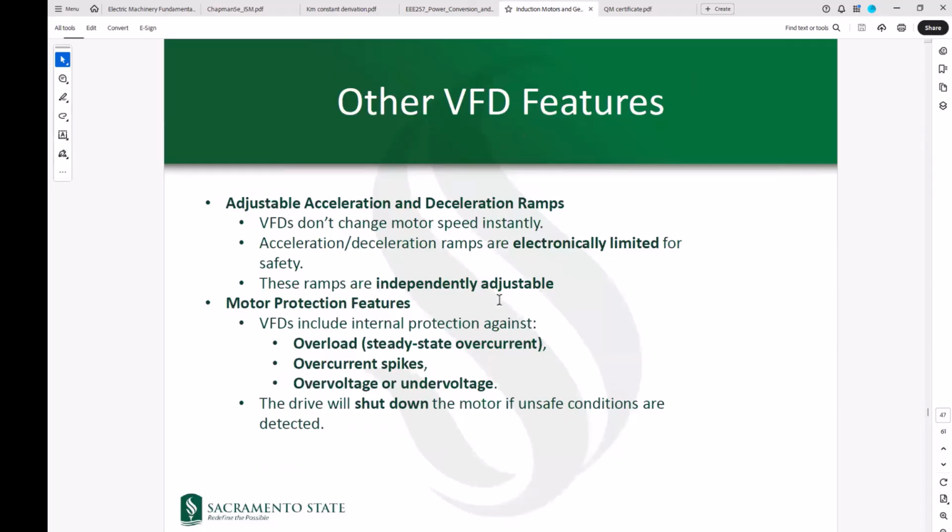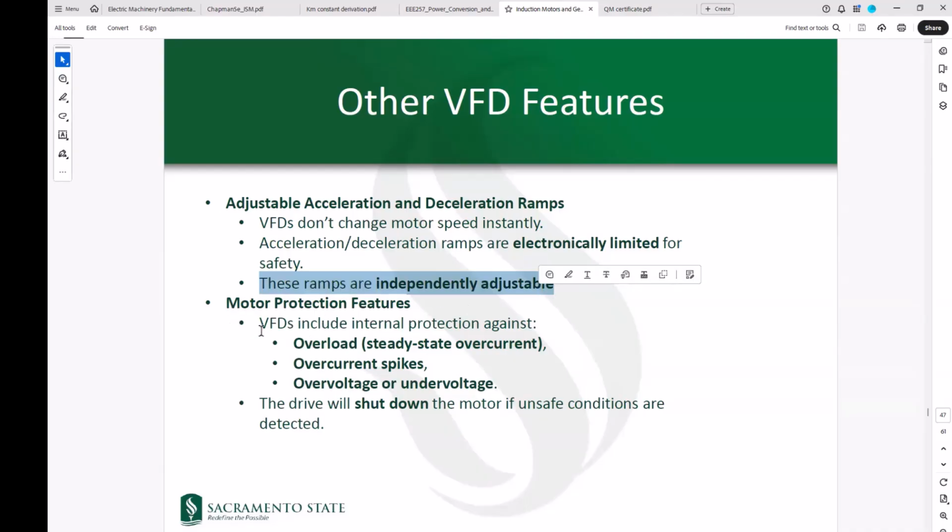All right. The other features associated with VFDs is that they provide adjustable acceleration and deceleration ramps. So you can increase or decrease the V/F ratio, for example, based on accelerating or decelerating ramps. VFDs don't change motor speed instantly, because you don't want to have instant changes. If you go from one value of voltage all of a sudden to another value, it results in some transient conditions that you want to avoid. We electronically limit those acceleration and deceleration ramps for safety concerns, and they are independently adjustable for both voltage and frequency.